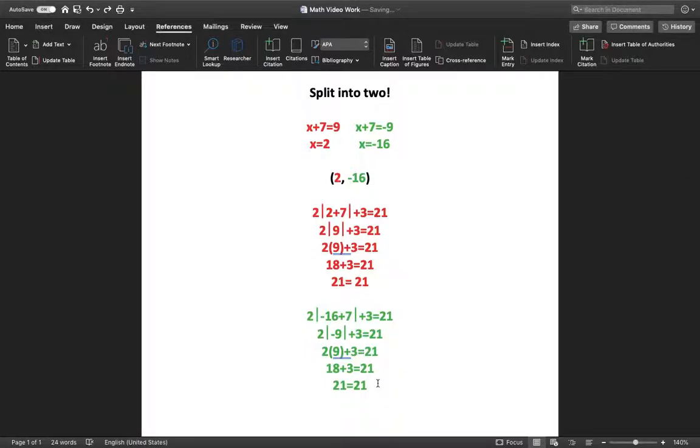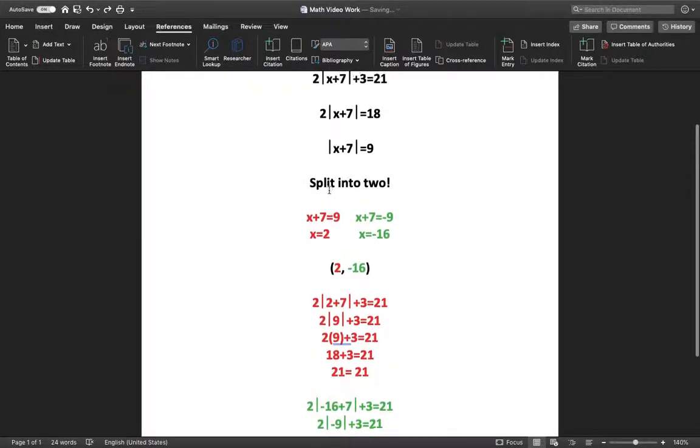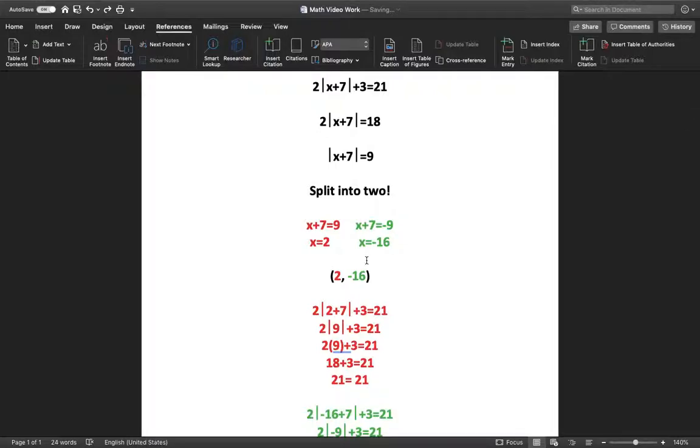Now that we've checked our solution, we know that x in this equation is equal to 2 and x is equal to -16, either or.